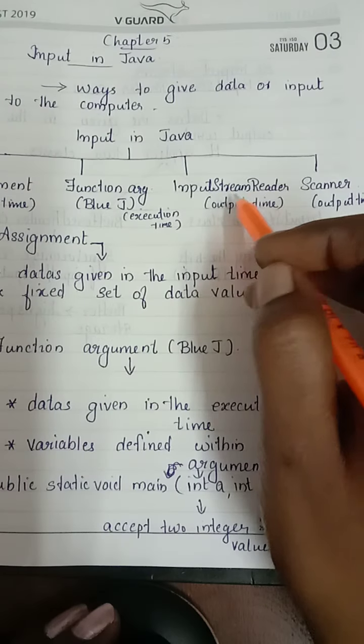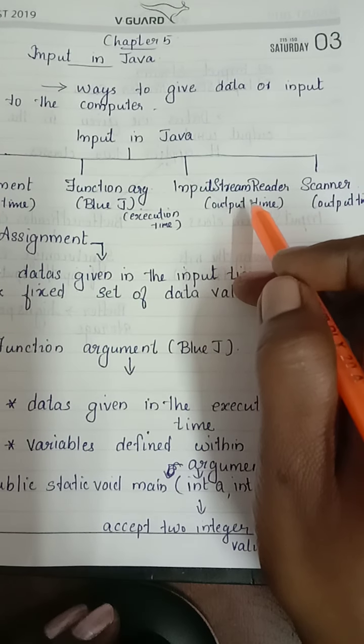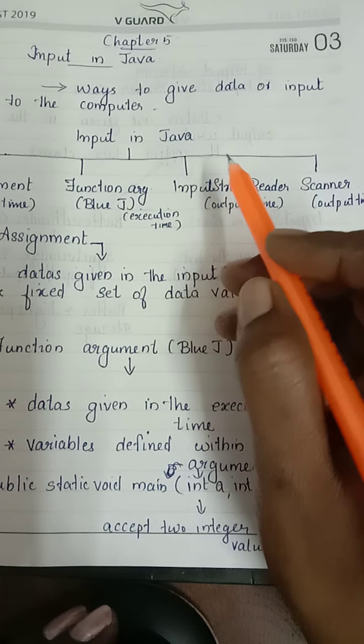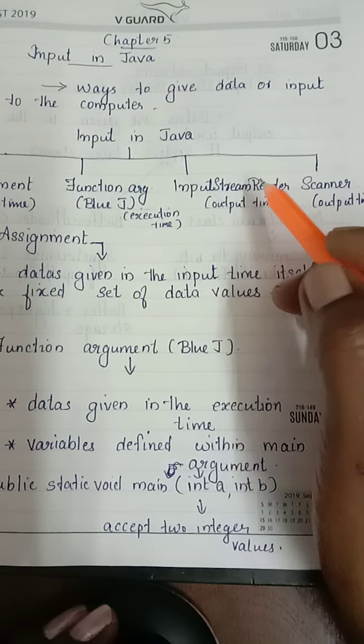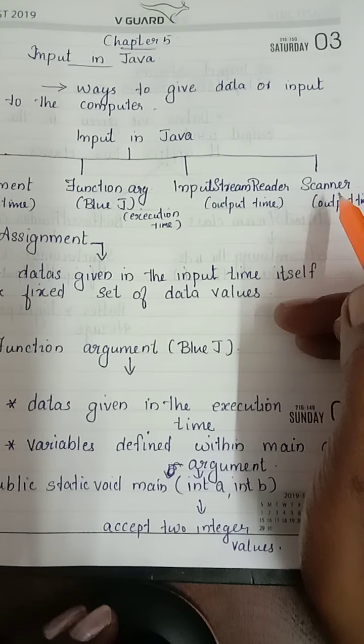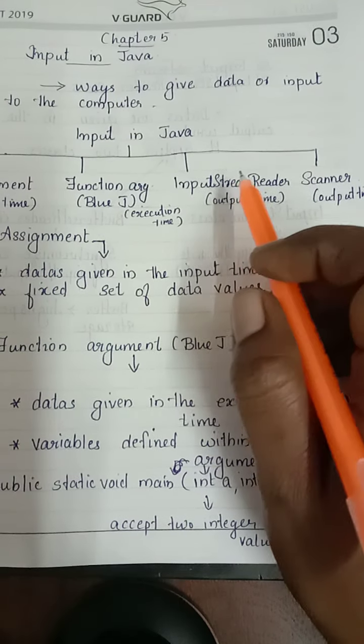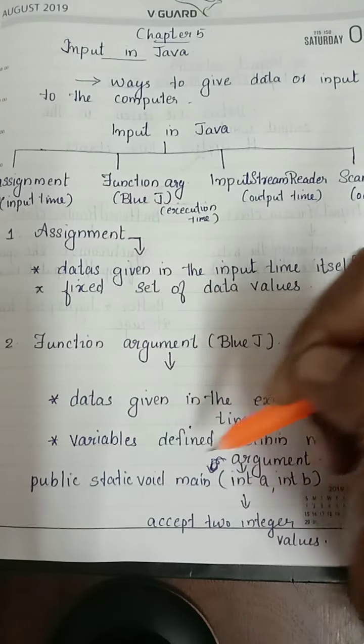Then next, input stream reader and output window. You know the output window of Java programming. In that output window, we can give the values in input stream reader and scanner. Now we are going to study all of this in detail.